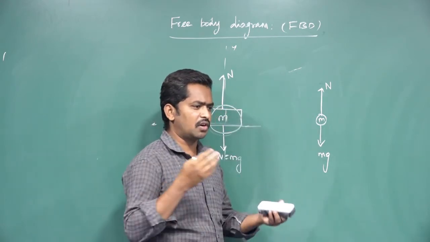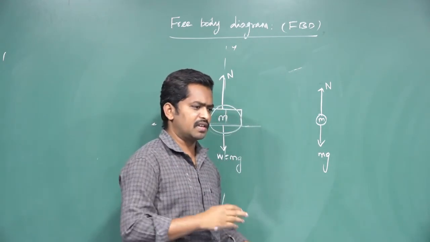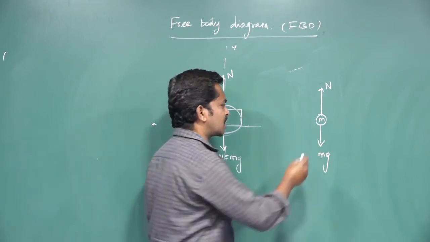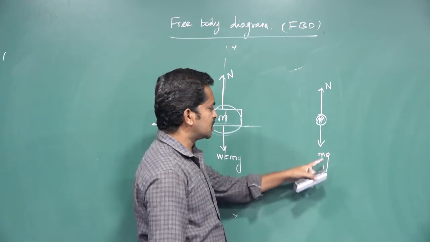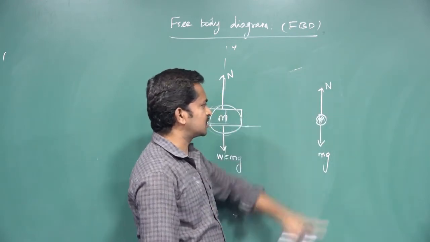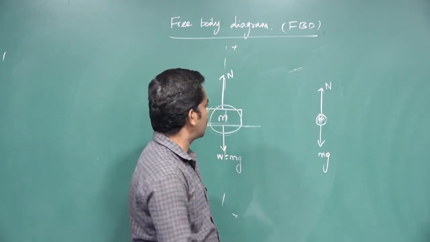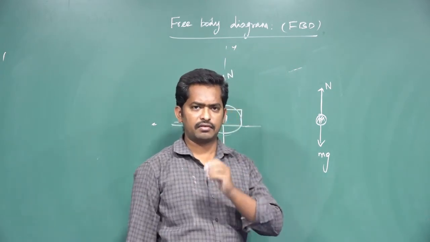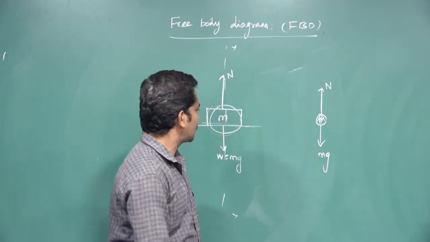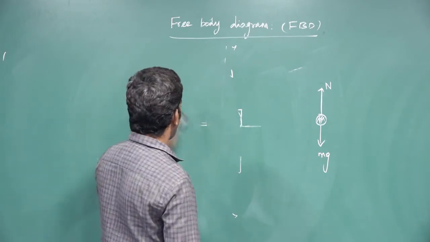If it is a horse, elephant, aeroplane, helicopter, human being, anyone, just consider it a single point. This is the downward force mg, and N is the normal force in the upward direction. The normal force always acts perpendicular to the surface. So this is very, very important. And next, what happens?